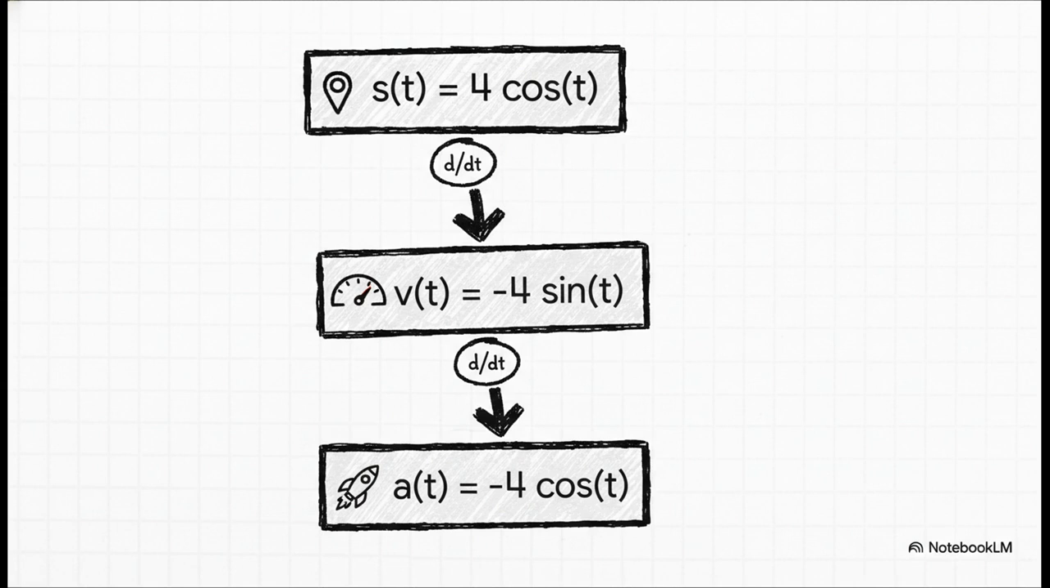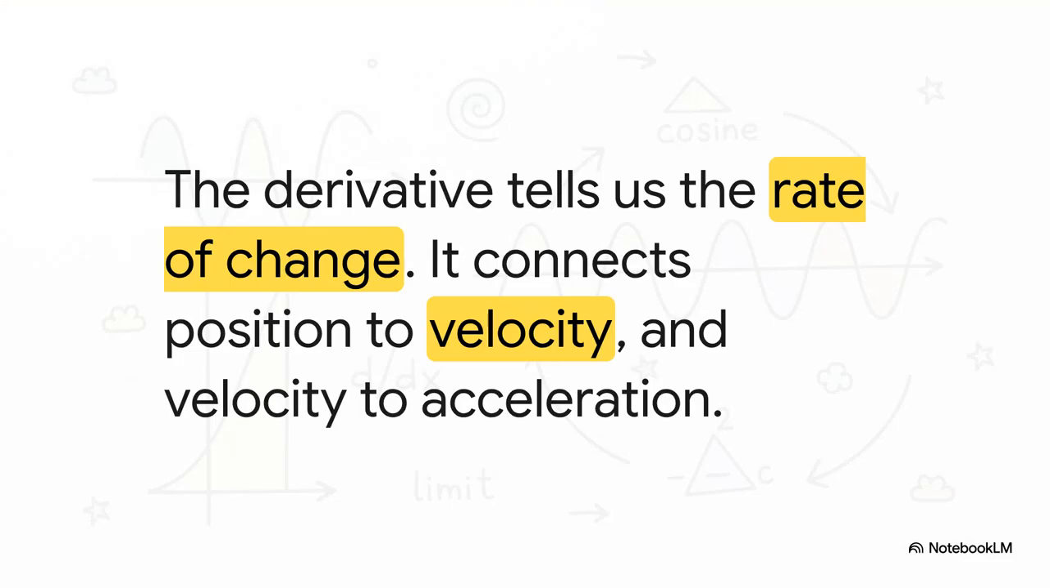See how each derivative reveals a new layer of information about how this thing is moving? And that, right there, is really the key idea. The derivative is the language of change. It's how we connect position to velocity and velocity to acceleration. It lets us go from knowing where something is to knowing how fast it's going to knowing how its speed is changing. This isn't just for springs either. This is fundamental to pretty much all of physics, engineering, you name it.